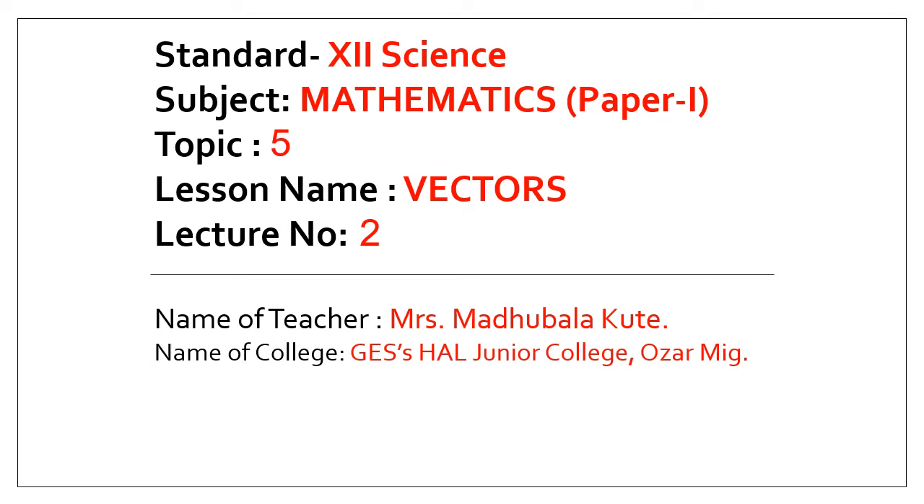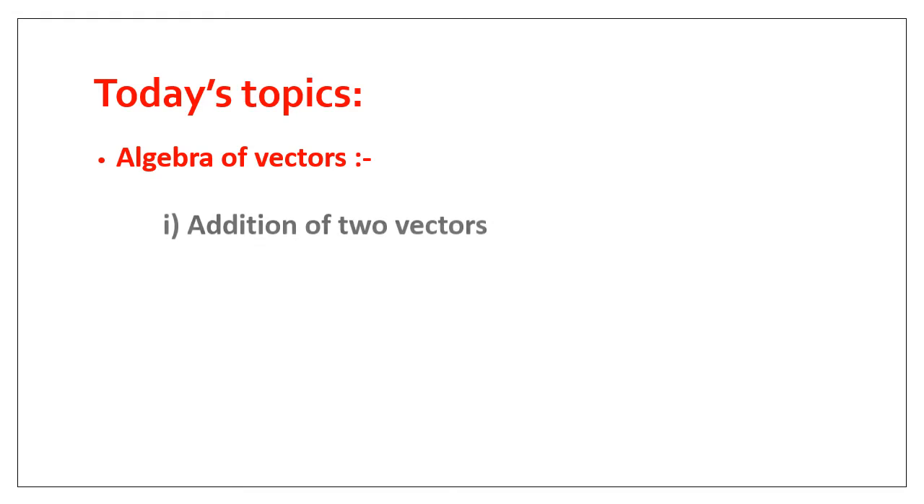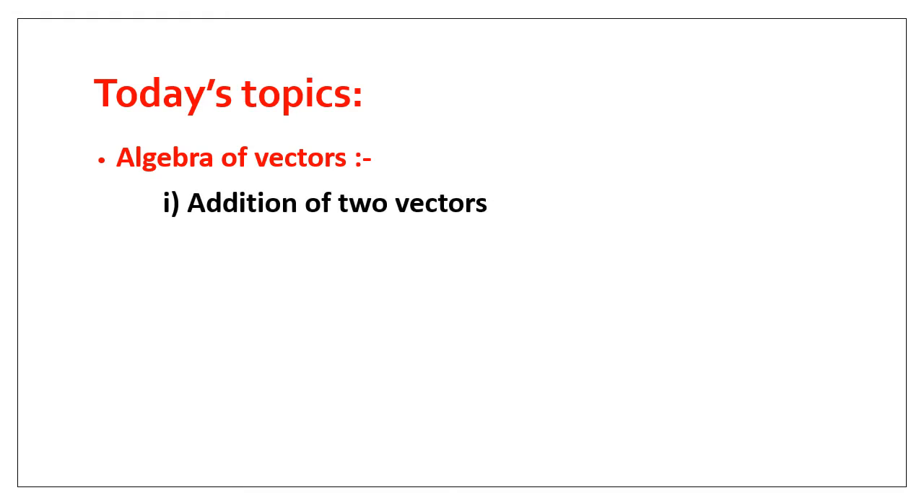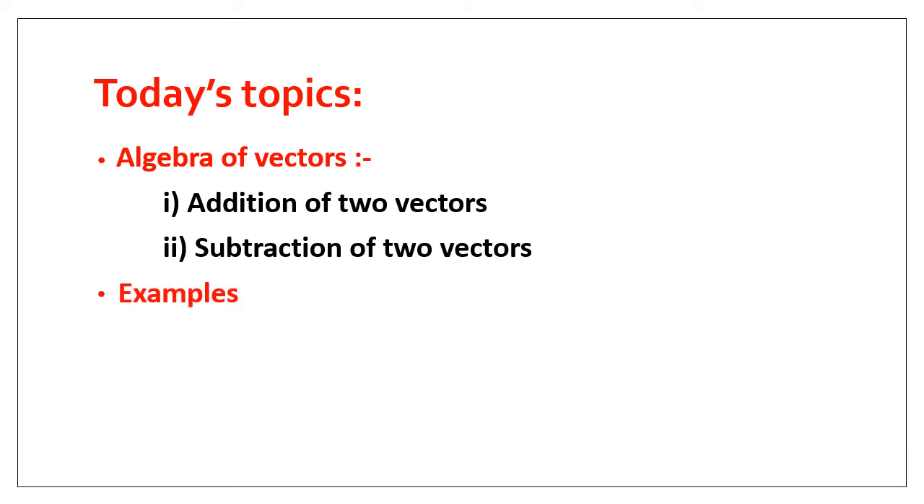Hello students, this is my second lecture on the topic vectors. In the last lecture we have seen the types of vectors. Now our today's topic is algebra of vectors. In that we will see addition of two vectors and subtraction of two vectors and their examples.